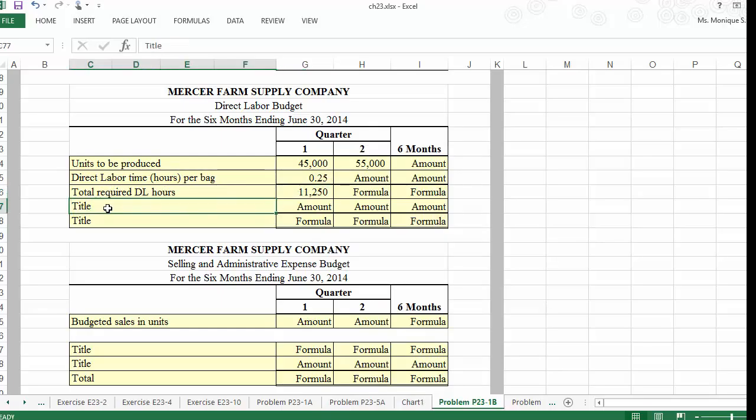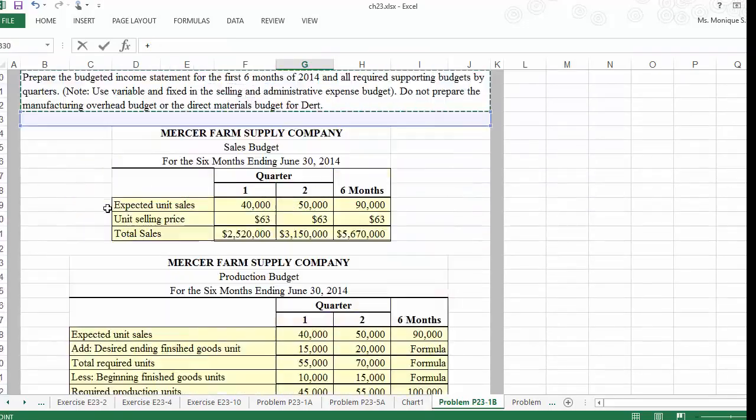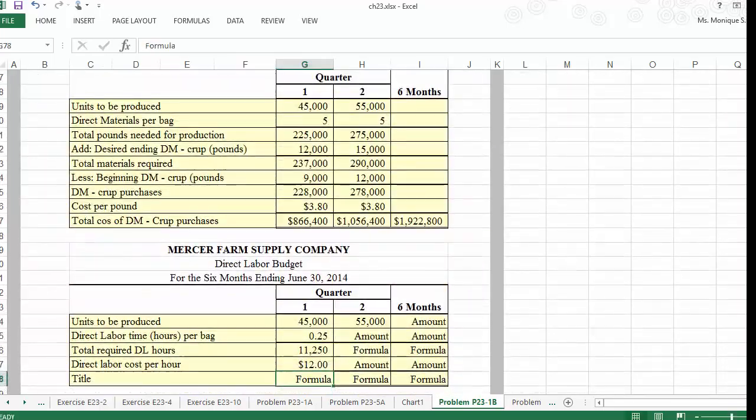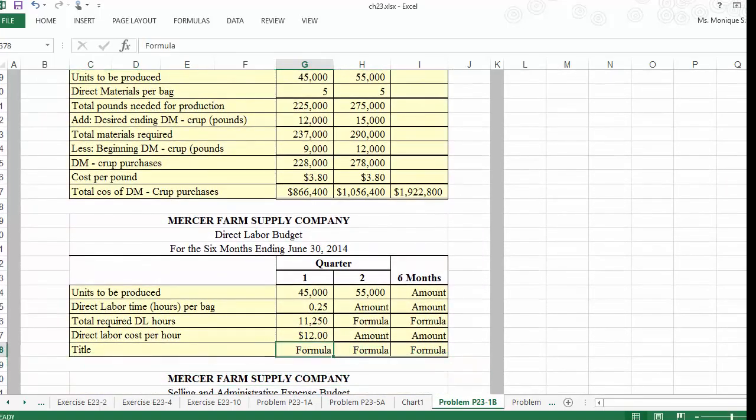And then for our direct labor costs, how much does it cost per hour? Let's see what the going rate is. Go back to the instructions. Our rate for time is $12 per hour. And then we're going to multiply that rate times the actual number of total hours. And that ends up being total direct labor cost of $135,000.